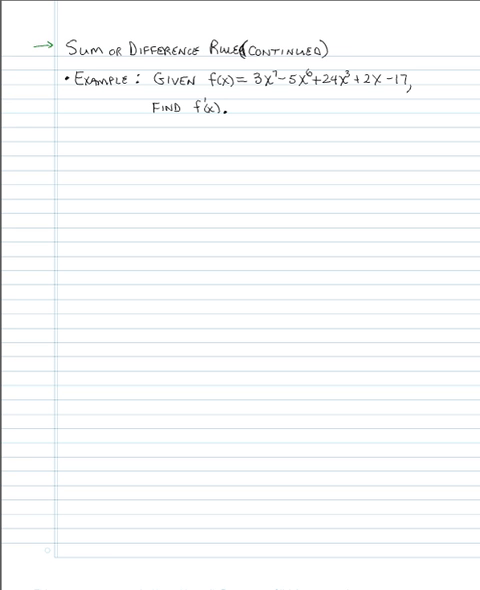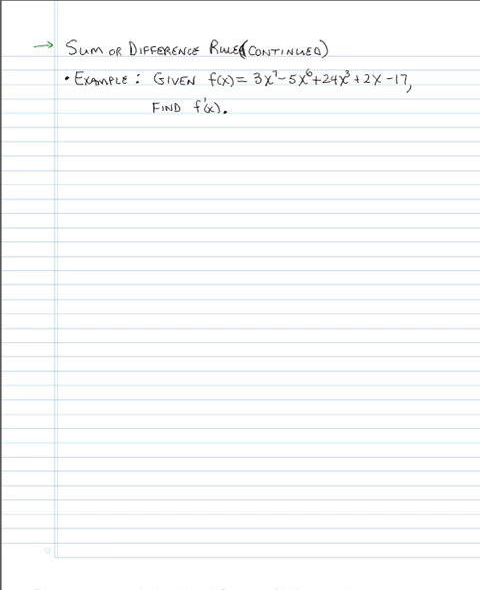The function we're given here is the one that I started out with at the very beginning of this lecture. f of x is 3x to the 7th minus 5x to the 6th plus 24x cubed plus 2x minus 17. And we're to find the derivative. We were imagining earlier, how would we do that using the limit notation or the limit definition, and it would have been very difficult. This is going to be relatively easy for us. It's going to require that we put all of our 4 basic rules together to do this problem.